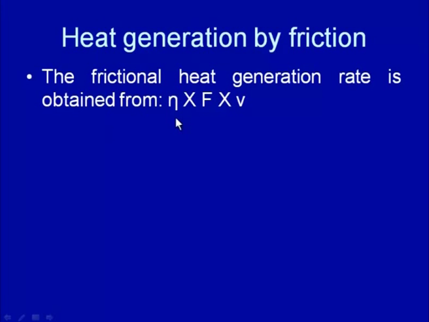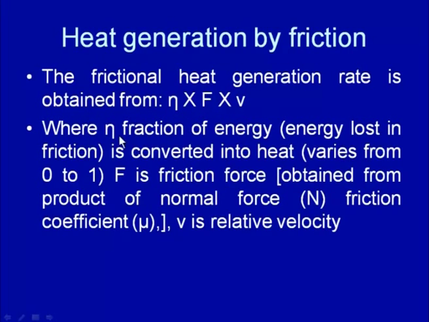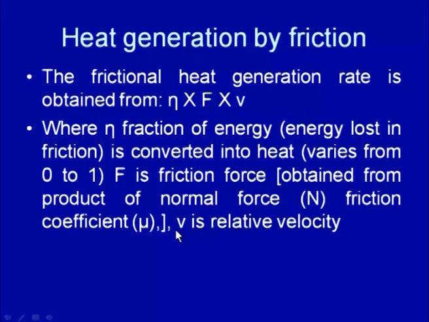Here eta corresponds to the fraction of the energy that is converted into heat. So, eta is the fraction of energy which is consumed to overcome the friction, or energy lost in overcoming the friction, that is converted into heat, and it varies from 0 to 1. F is the friction force at the interface, obtained from the normal force being applied and the friction coefficient mu, and V is the relative velocity between the components to be joined.